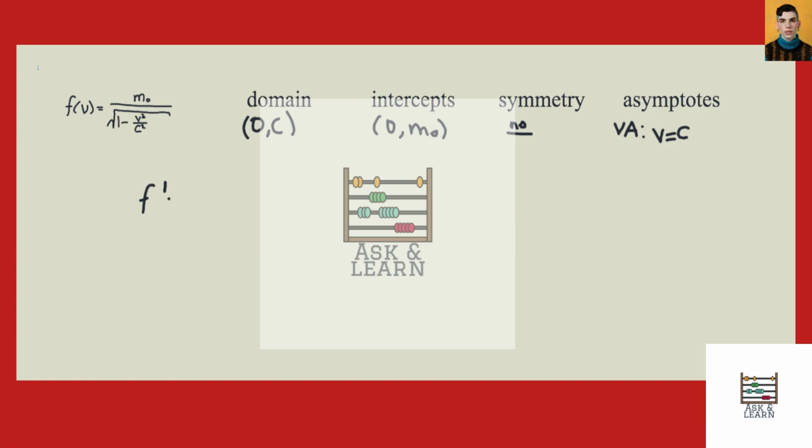All right, so f prime of v equals, so we're doing the first derivative to see where it's increasing. This is our first derivative: c squared minus v squared cubed. All right, and we see that this is increasing over our entire domain, which is from 0 to c. So there are no local mins or maxes.